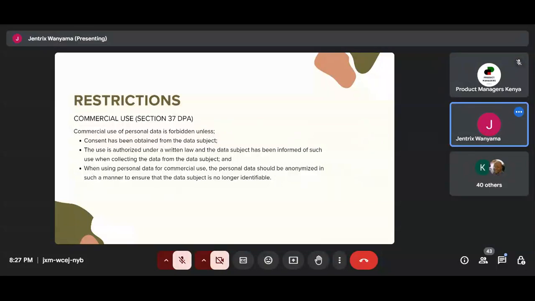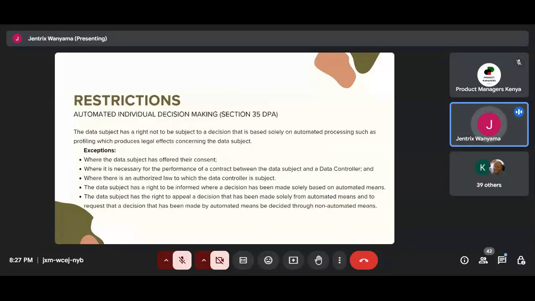And so when you're using personal data for commercial use, the personal data should be anonymized in a manner that ensures that the data subject is no longer identifiable. And this is the only exception, of course, unless you have obtained the consent of the data subject to do anything otherwise. Again, we'll be covering this a bit more in detail, so I'll just move on.